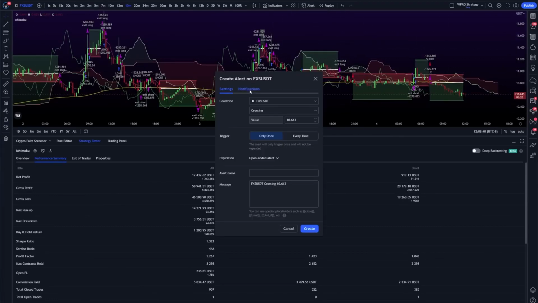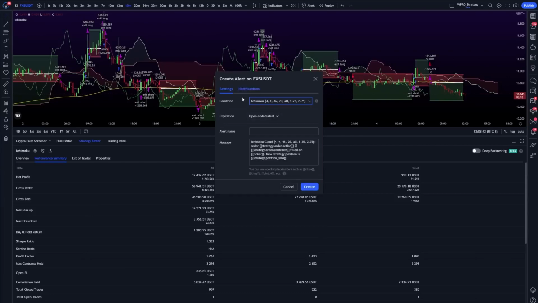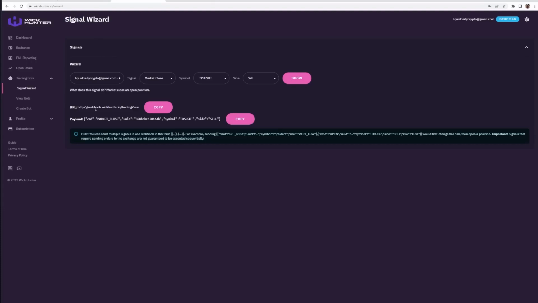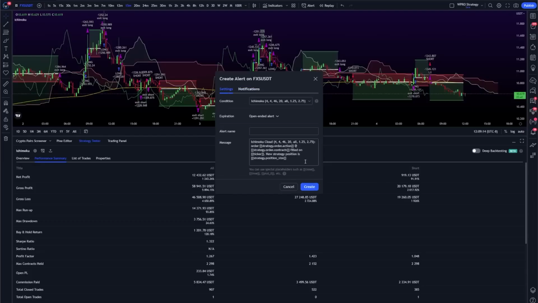So hit alert up in the top corner, and we want to select our Ichimoku cloud strategy and make sure that you have the correct webhook URL. Make sure that this entire URL is correct. Once you've got that, you can head over to the settings. And the next thing we want to do is give this alert a name and delete all of this text from this text box in the message box down below. And then you're going to want to paste in this exact message here.